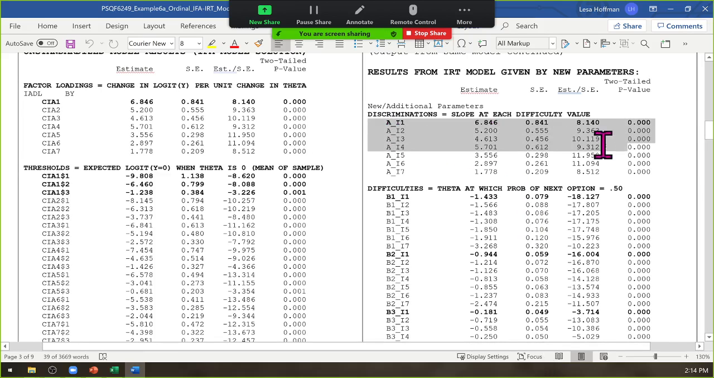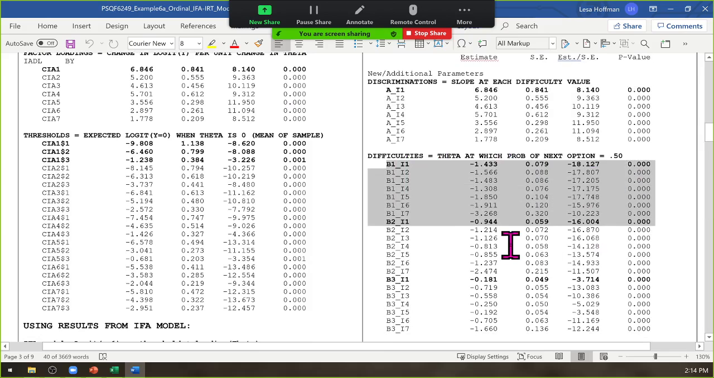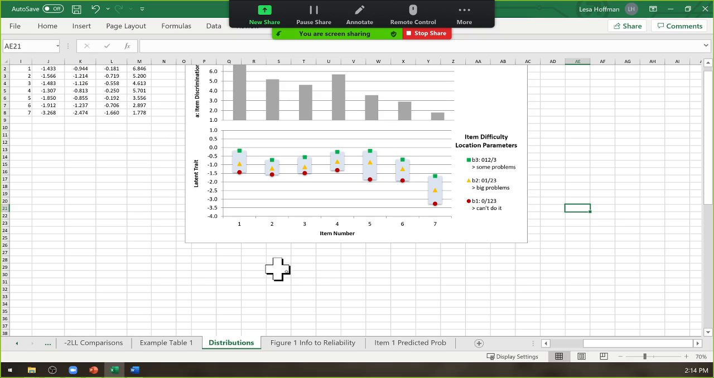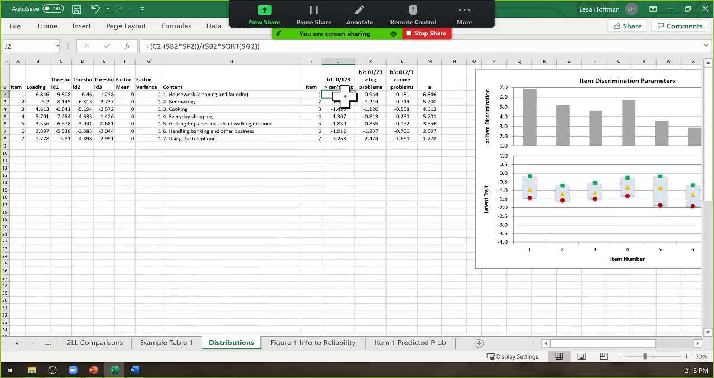If your factor variance is 1, your loadings are the same as your discriminations. Otherwise, the formula for difficulties is the threshold divided by the loading. I think that sounds right. I'd have to double check. I don't memorize formulas as a general rule, but the ones that I've done enough. Yep, that sounds right. So I've got an Excel sheet where I have calculated these using the factor model parameters. That's what I'm referring to here.